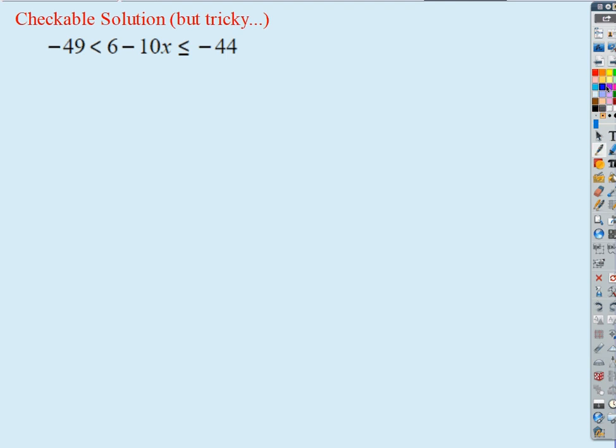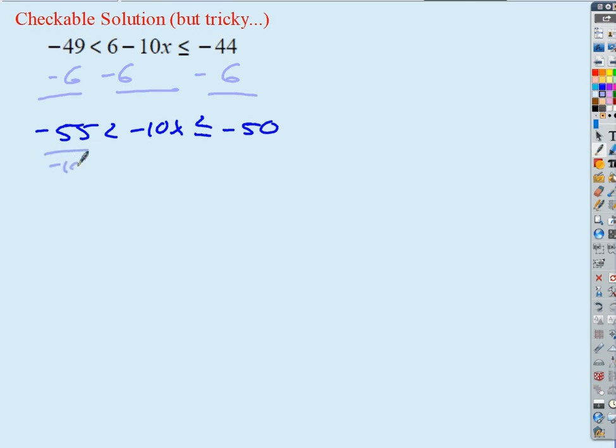So what are the steps to isolate x here? Subtract 6, good. So we'll subtract 6 all the way through. So those go away. I get negative 55. You guys tell me if I'm making a mistake. Negative 10x and negative 50. Okay, now what? Good, divide by -10. And that's going to cancel the -10. So I get an x in the middle, I get positive 55 over 10.